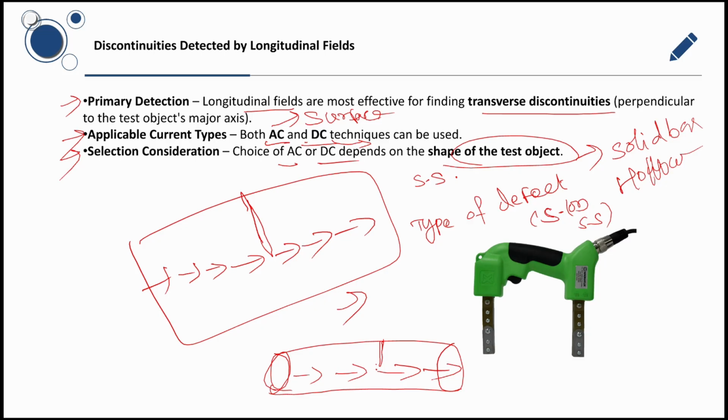So longitudinal magnetization gives us the best results when we want to catch cracks running across the part. We can use both AC and DC, but our choice depends on the object size, shape and whether we are after surface or subsurface defects.